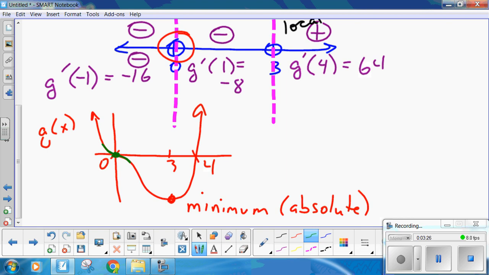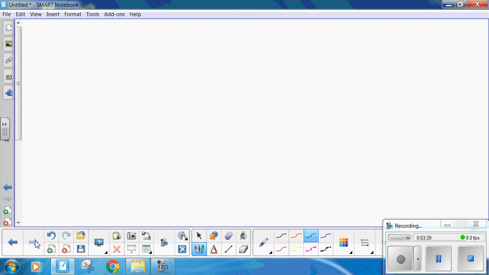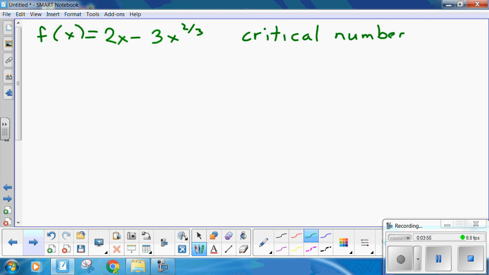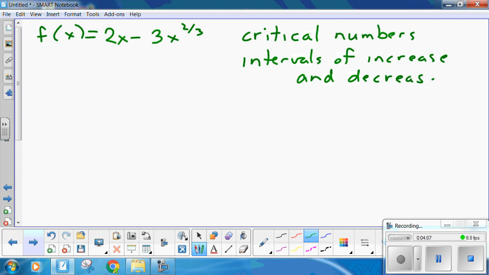All right. Now, one more. Sorry, stop and look at that. Realize 0 is not a maximum or minimum value. My apologies. Now going on, for f of x equals 2x minus 3x to the 2/3 power, I want you to find the critical numbers, intervals of increase and decrease, local max and min.